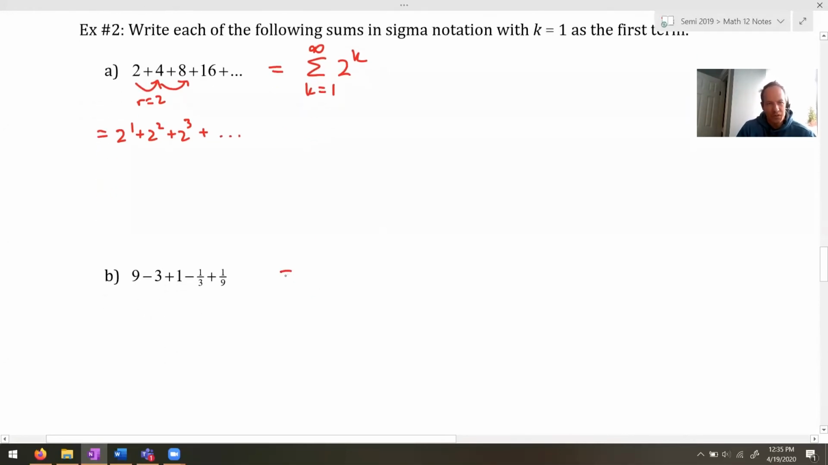Okay, the next one. So we have a finite number of terms. We have 5 terms in total. So this tells us that we're going to have to start our sigma from k equals 1. We're going to have to go up to 5.